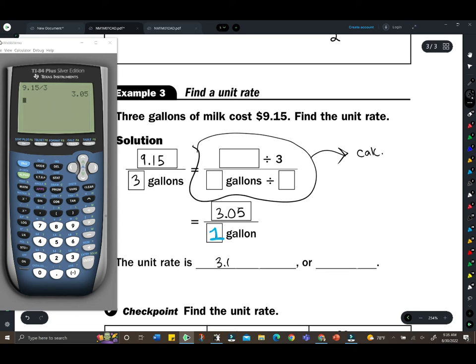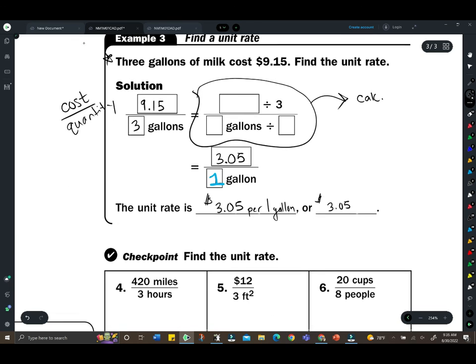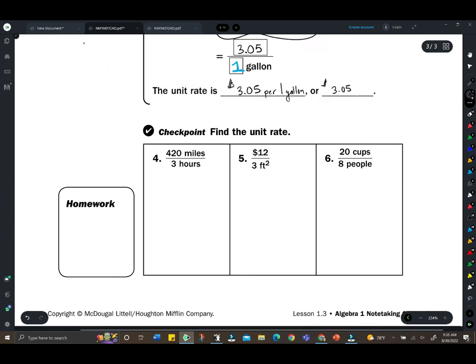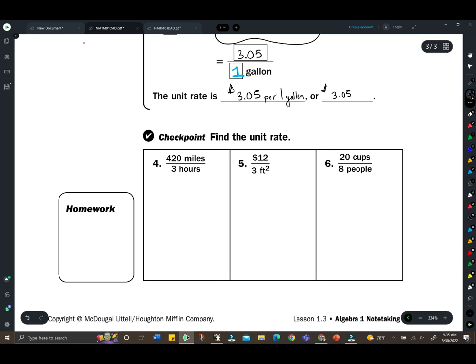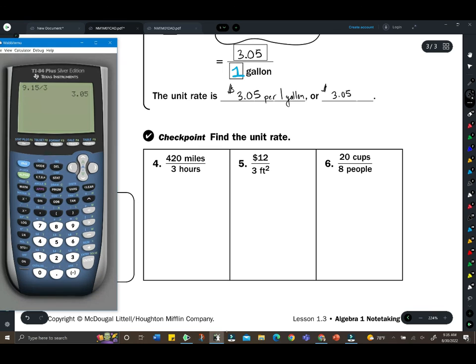So the unit rate is $3.05 per 1 gallon, or simply 3.05. Okay, so nice job looking through those. Go ahead, find the unit rate for these, a little checkpoint here, and simply just use your calculator, practice those, and then your homework are the odd problems as usual.